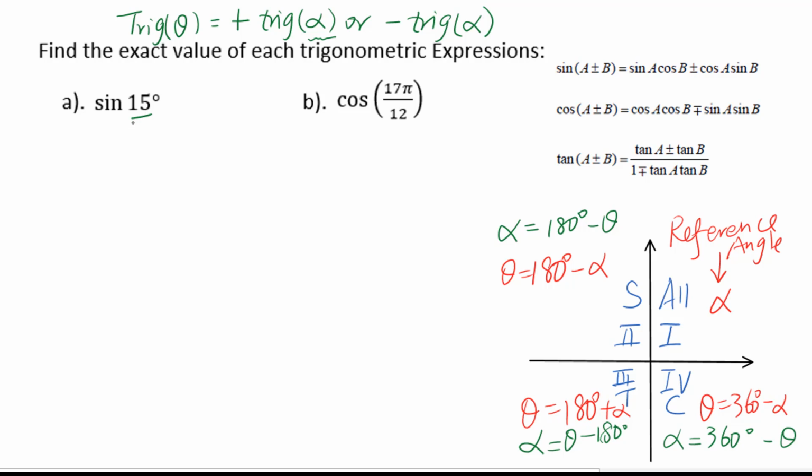So let's go to 15 degrees. This 15 degrees, we can write down as 45 degrees minus 30 degrees, or you can use 60 degrees minus 45 degrees. It's really up to you. I will use this 45 degrees minus 30 degrees. Therefore, sine 15 degrees equals sine 45 degrees minus 30 degrees.